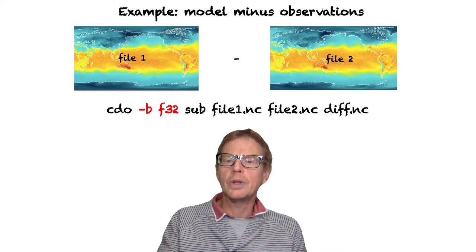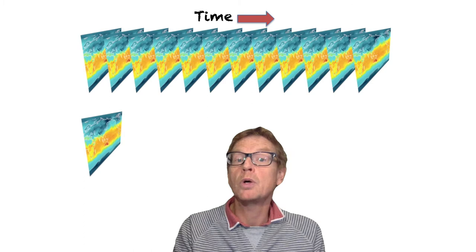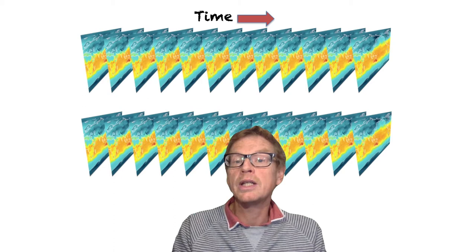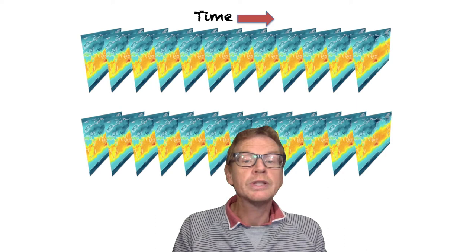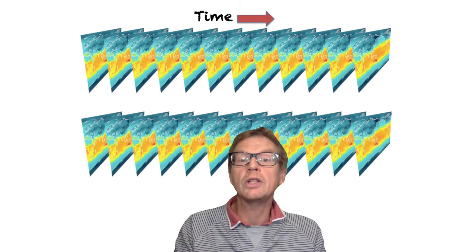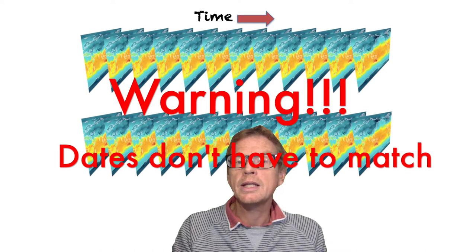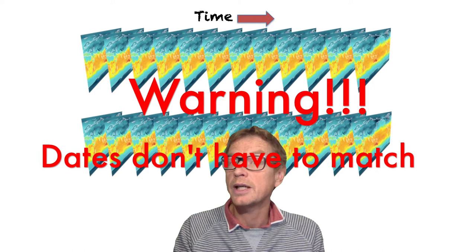Let's look at another example now. What about if we have a file which has multiple time steps? In this case, the upper row is illustrating a file which is a function of latitude, longitude, and time. The lower is another row of data, which is also a function of latitude, longitude, and time. If we simply say CDO sub or CDO add, it will add or subtract each time slice in the file with its corresponding slice in the file below. It does this in a blind fashion. If the dates are different, it doesn't matter to CDO. It will simply take the first slice in the input data set and the first slice in the second data set and subtract the two.